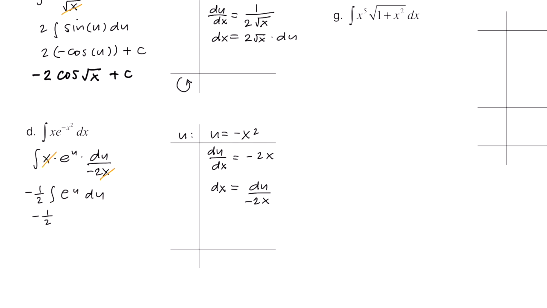The integral of e to the u is going to be e to the u, and then we add c. Last step is to refresh the problem and plug our u back in. So we get negative 1/2 e to the negative x squared plus c.